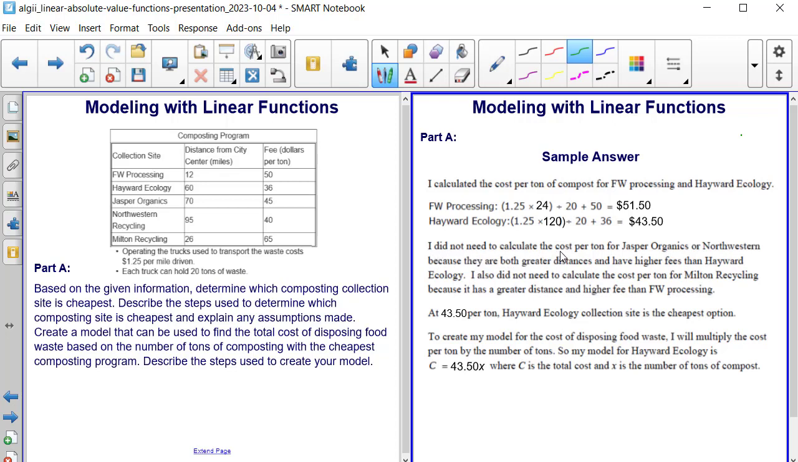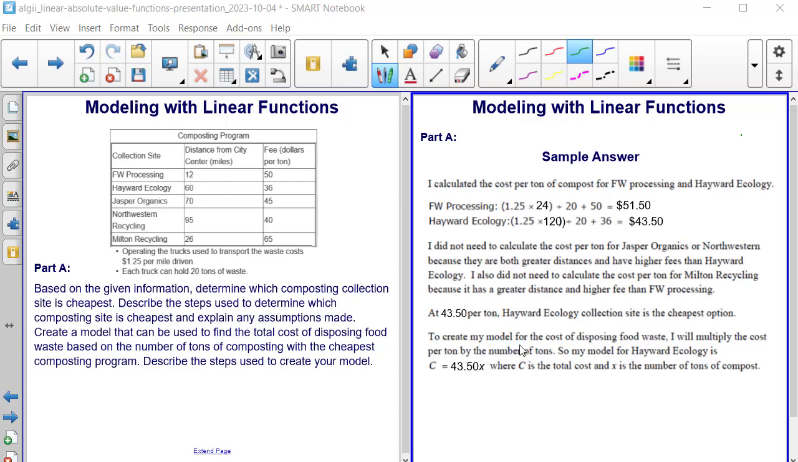Now, this person did not need to calculate the cost per ton for Jasper Organics or Northwestern because, similar to us, they analyzed that, hey, Jasper Organics is higher in both sections here compared to Hayward Ecology. Similarly, Northwestern is as well. So their costs are going to be much more than what we already have with Hayward Ecology. And they also did not need to calculate the cost per ton for Milton Recycling because it had a greater distance and higher fee than FW Processing. As a result, at $43.50 per ton, Hayward Ecology Collection Site is the cheapest option.